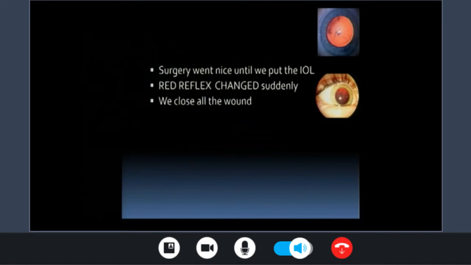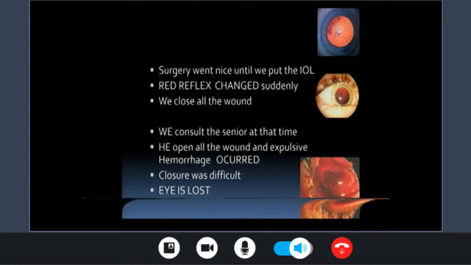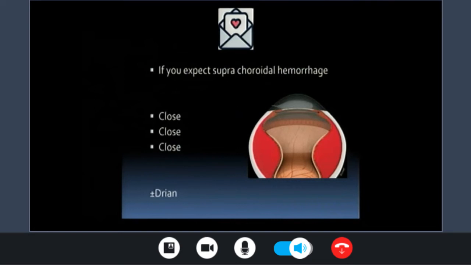We called the senior, he came and explored the wound. He was not thinking that this is something dangerous. And he opened the wound and expulsive hemorrhage occurred and the patient lost his vision. So if you expect suprachoroidal hemorrhage, close, plus or minus drainage.